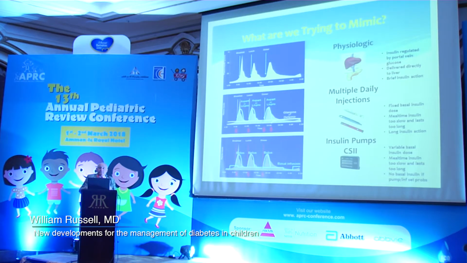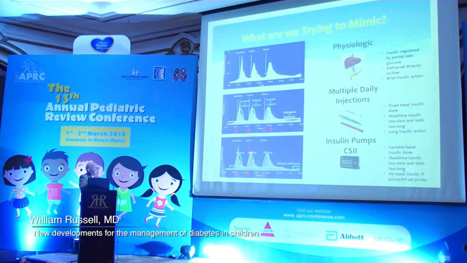In adolescents, we have this event called the dawn phenomenon, where they're secreting large amounts of growth hormone, in particular in the early morning hours. They need more insulin. Normal kids actually secrete more insulin during that time. We can make a pump do that, and we can have it go lower at other times in the day.